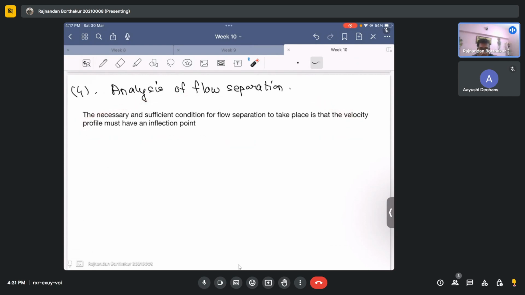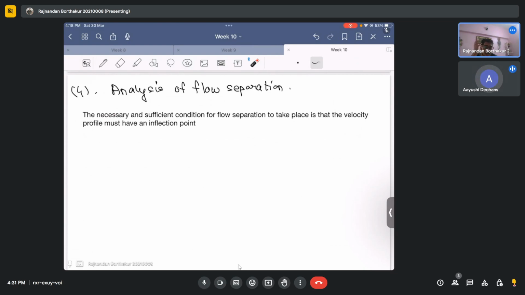Here I have just written a statement. You just need to tell me whether this statement is true or false. What I have said is that for flow separation to take place... but first, before understanding the statement, is flow separation possible in case of a flat plate analysis? If I ask you whether flow separation can take place for a flow coming at some constant u infinity over a flat plate, can flow separation take place there?